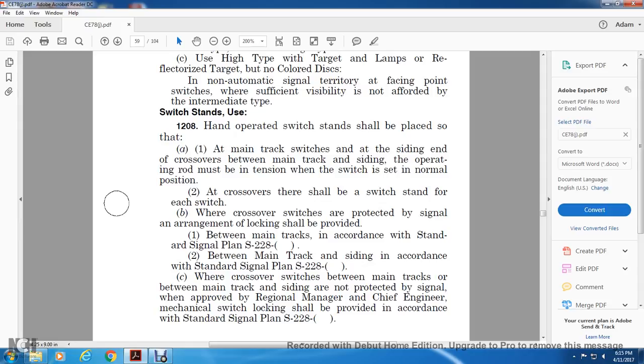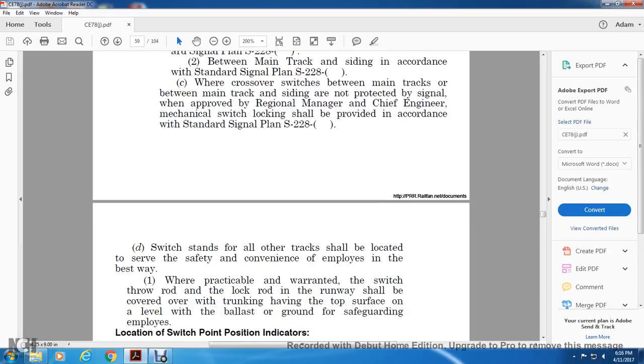The crossover switch with the protector and signal arrangement locking shall be provided between the main track and the siding in accordance with standard signal plan S228. Cover switches between the main track and sidings that are not protected with the signal, when approved by the regional manager chief engineer, mechanical switch locking shall be provided in accordance with standard signal S228.